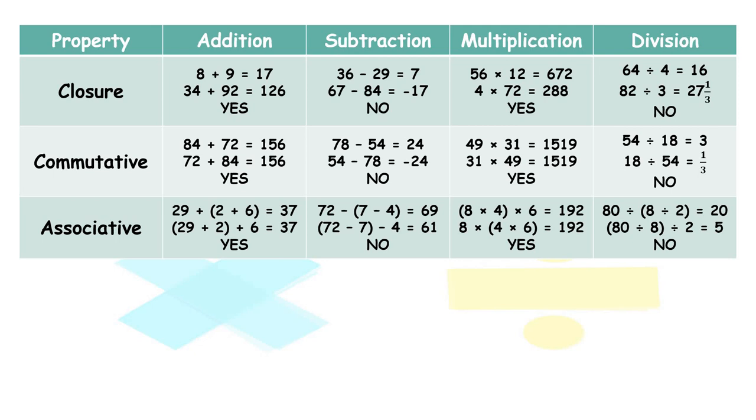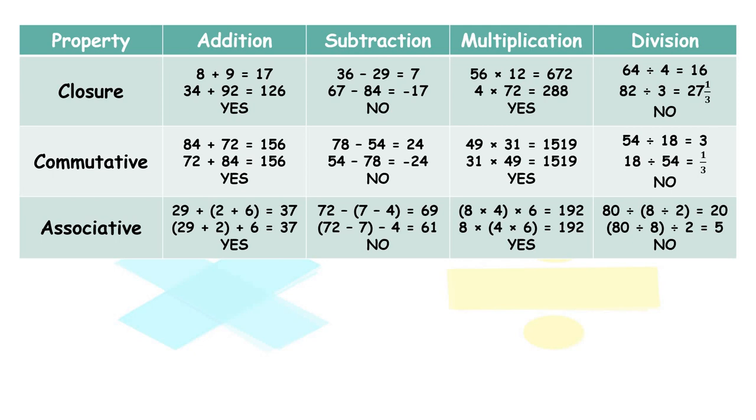Now let's come to the next property, commutative property. Commutative property says that when we interchange the places of the whole numbers in any of the operations, the answer should not change. Commutative comes from the word commute, right? Commute means to travel, to move. So the whole numbers are moved from one place to the other and the answer should not change.